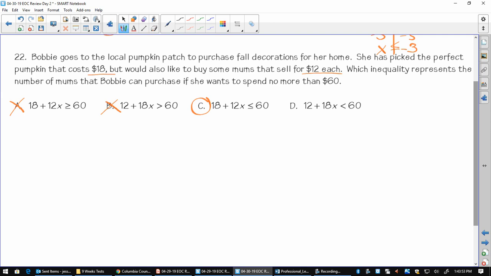But I still want to check and just make sure that this matches everything else to make sure I didn't miss anything. So it has 18, that matches. She's only buying one pumpkin, so there's no variable attached, plus 12x, so plus $12 times however many mums she was buying, so that matches.